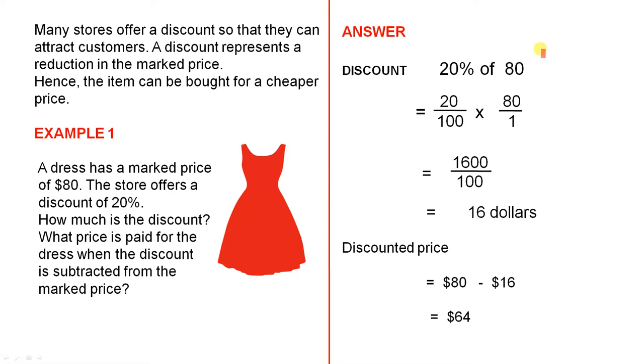So the answer, to find the discount, we go 20% of 80, which is 20 over 100 times 80 over 1. 20 times 80 is 1,600. 100 times 1 is 100. So 1,600 divided by 100 gives you $16. So $16 is the discount. So the discounted price will be $80 minus $16, and that's $64.